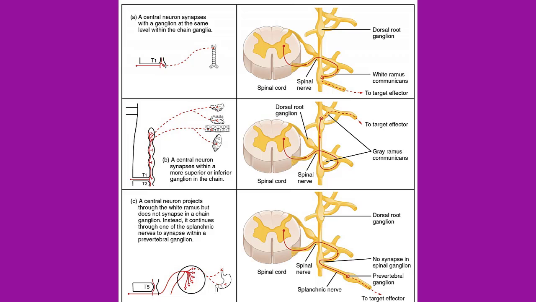So some branches will extend up or down to a different level of the chain ganglia, and other branches will pass through the chain ganglia and project through one of the splanchnic nerves to a collateral ganglion. And finally, some branches may project through the splanchnic nerves to the adrenal medulla, and all these branches mean that one preganglionic neuron can influence different regions of the sympathetic system very broadly by acting on widely distributed organs.